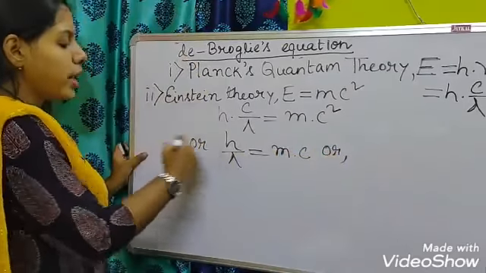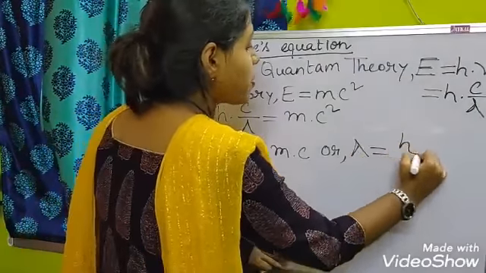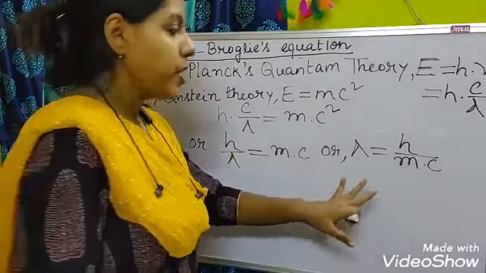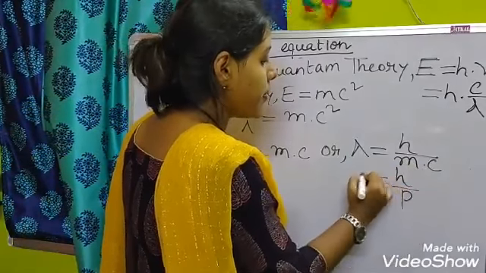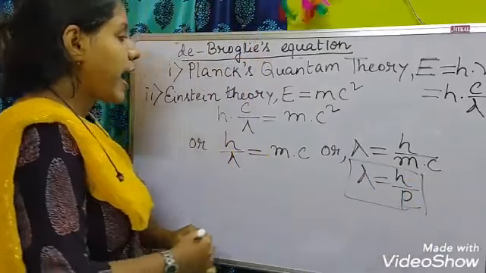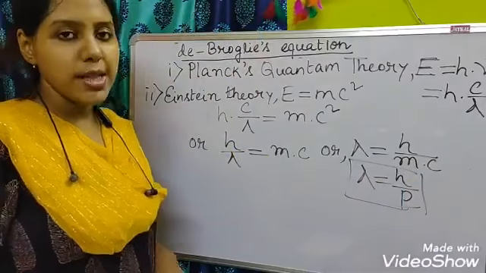Or we want to calculate the value of lambda from here. So lambda is equal to h by m into c, or m into v. That means this is actually the momentum. So h by p. So that is the de Broglie's equation which we have derived here from Planck's quantum theory and from Einstein's theory. Okay.